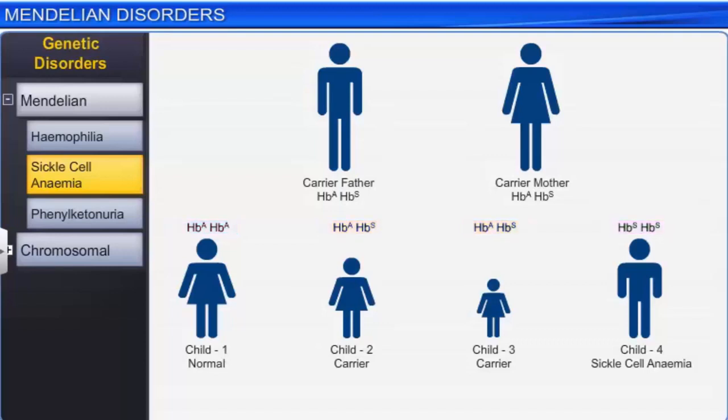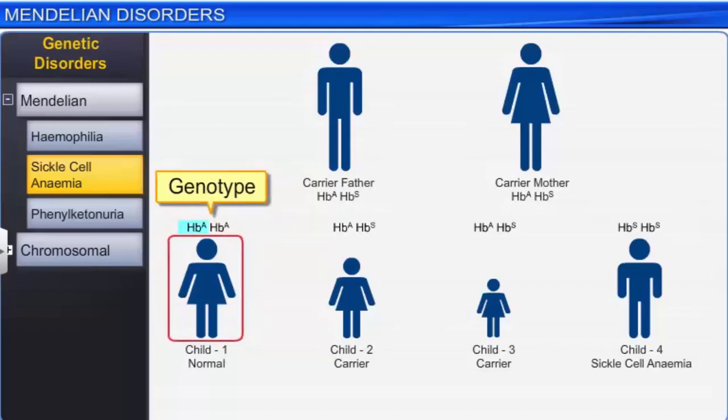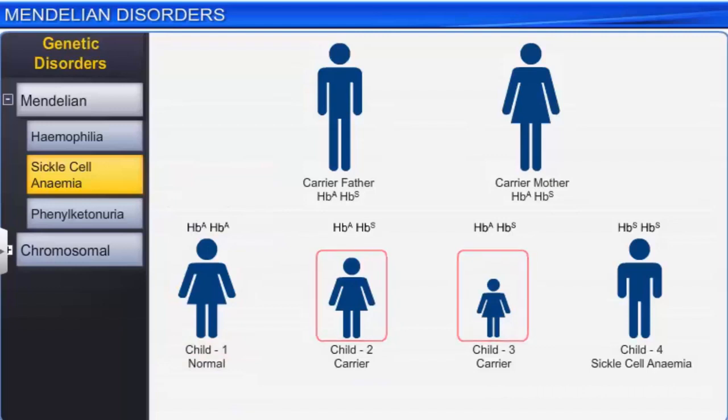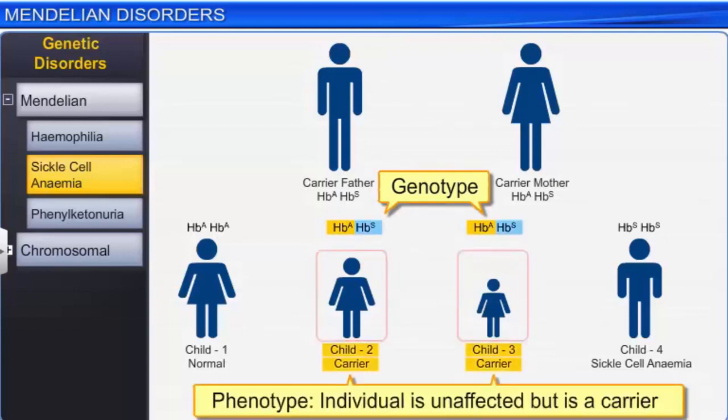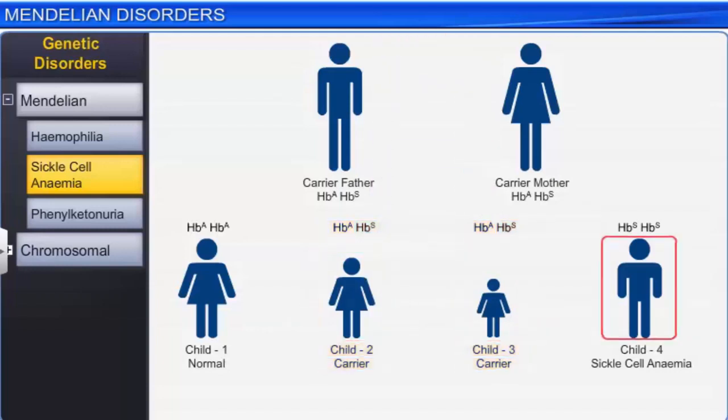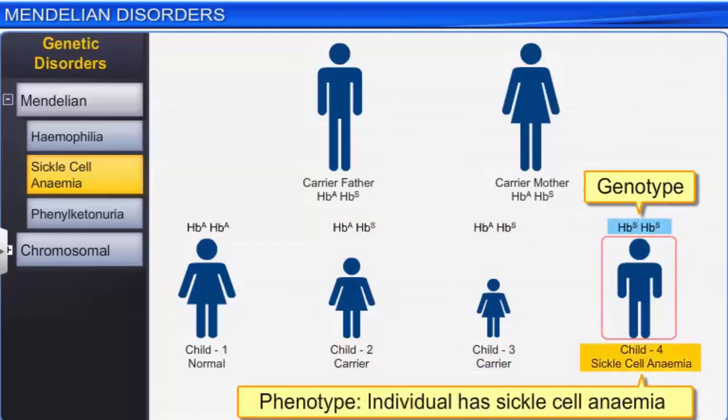Of these, homozygous individuals with genotype HbA HbA are neither carriers nor sufferers. Heterozygous individuals, on the other hand, have the genotype HbA HbS and are unaffected by the disorder but are carriers and have a 50% probability of passing the disorder to the progeny. It is homozygous individuals with genotype HbS HbS that have a phenotype displaying the disease.